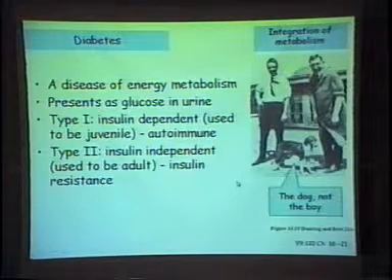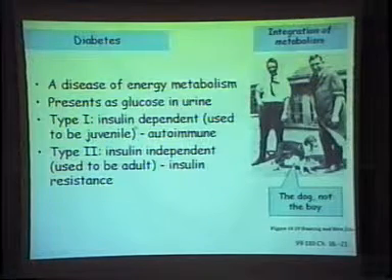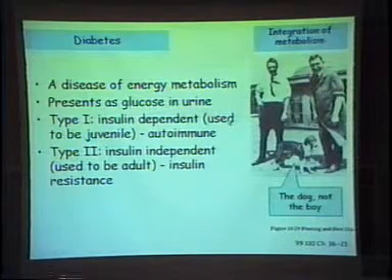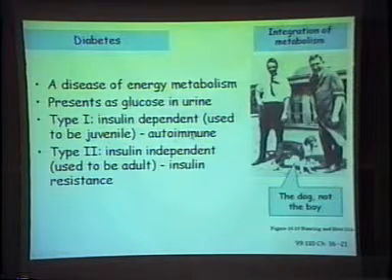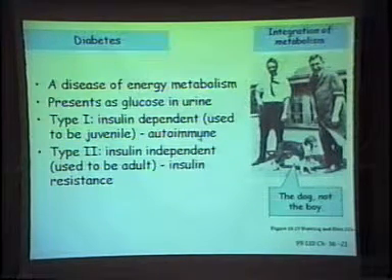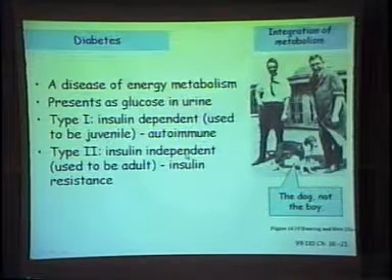There are two major presentations of diabetes. There's one we call type 1, or insulin dependent. We used to call it juvenile. It's an autoimmune disease, principally, that the pancreas gets attacked by the body's own antibodies. And then type 2, which is insulin independent.